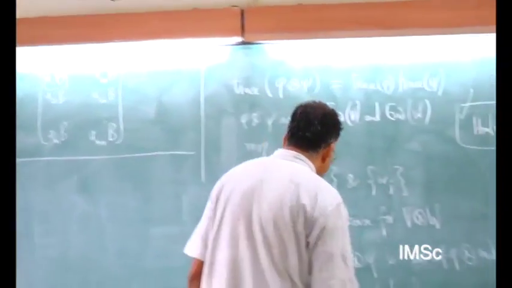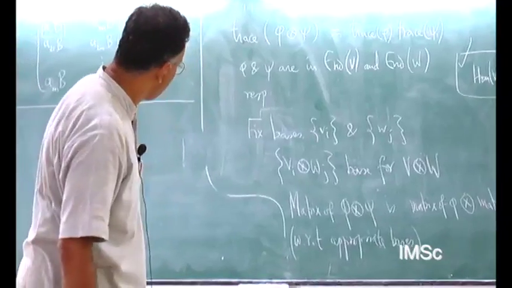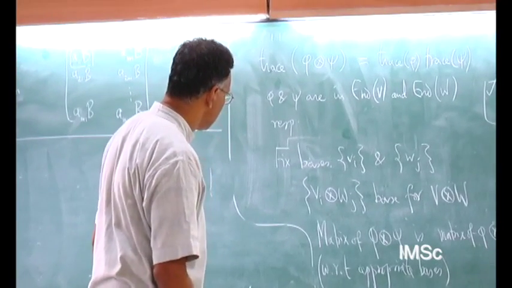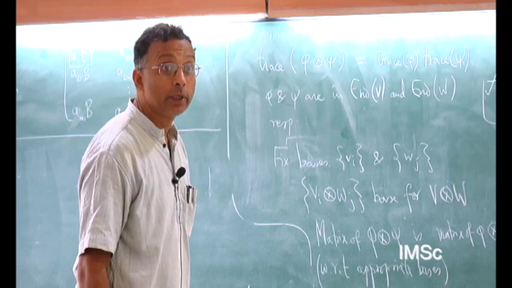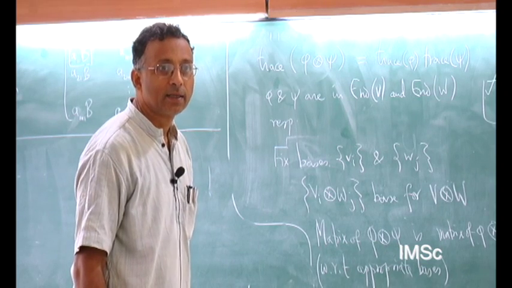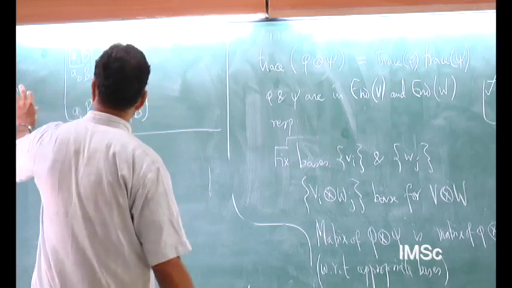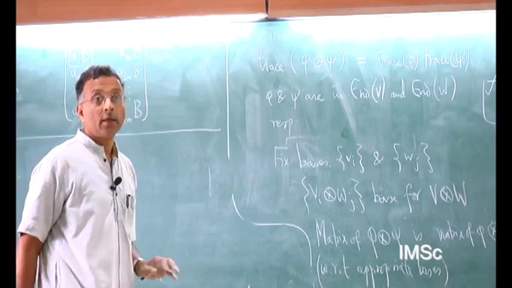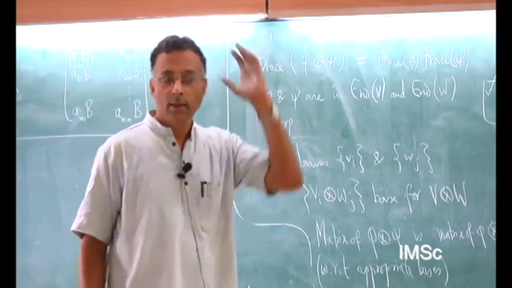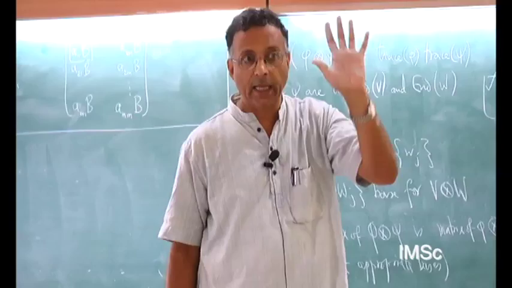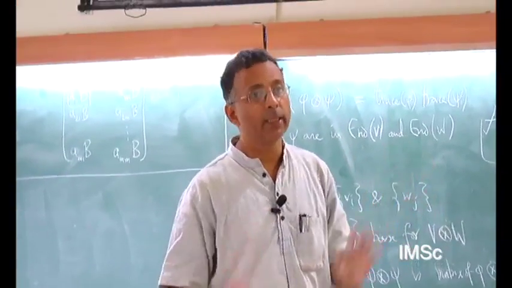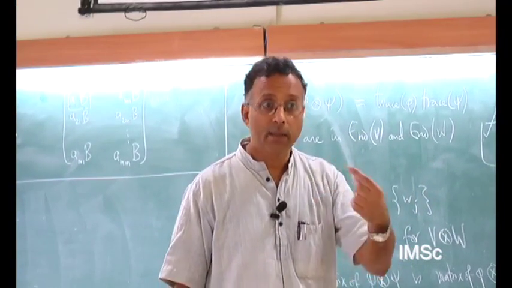Matrix of phi tensor psi into matrix of phi, matrix of psi — it's tensor, not "into." "Into" doesn't make sense. It's an m cross m, this is an n cross m, so "into" doesn't make sense. "Into" would be composing those linear transformations, which doesn't make sense in this case. Here it is the tensor product.